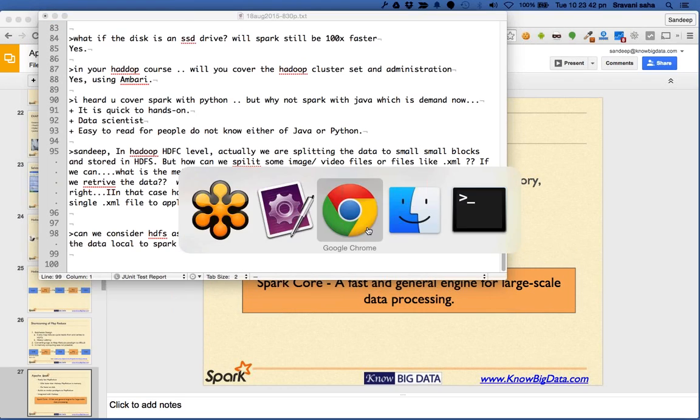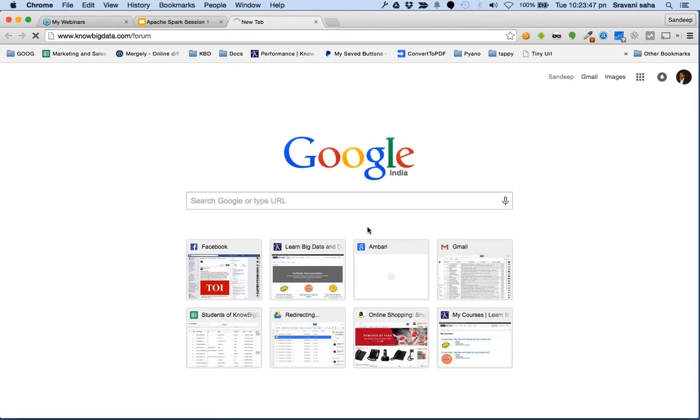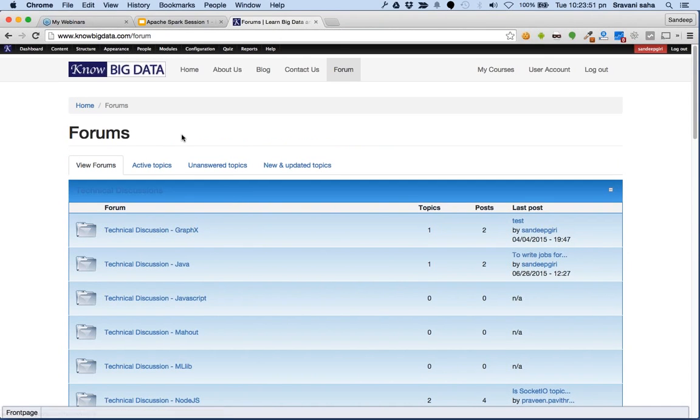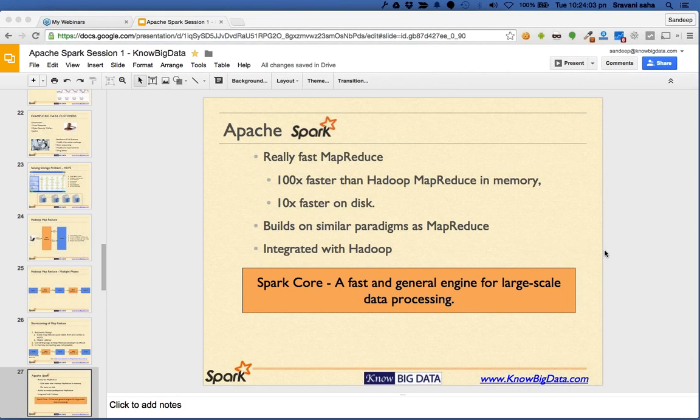Okay, so we have something called a forum in here, the big data forum. Once we register, it takes some time to get activated. So once you register on the forum, just ping us, and then we will make you active. All right.